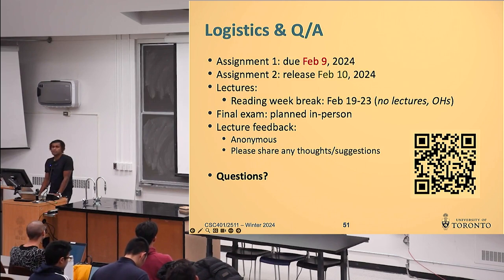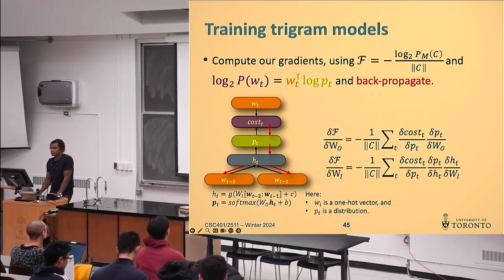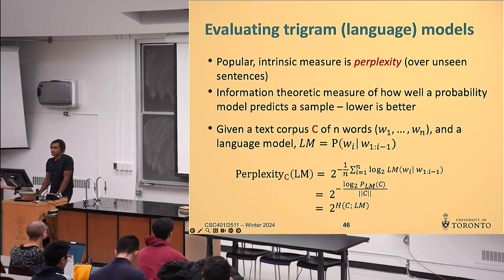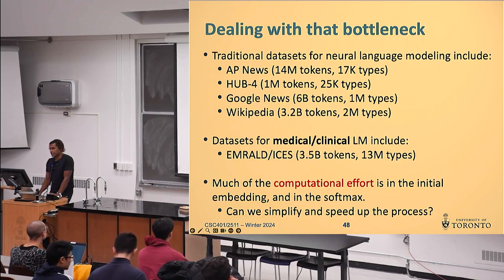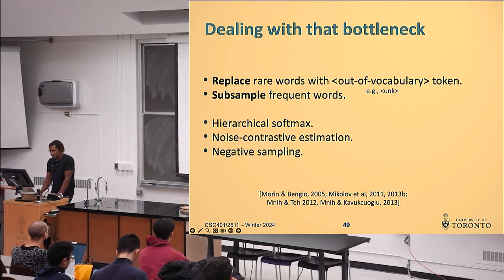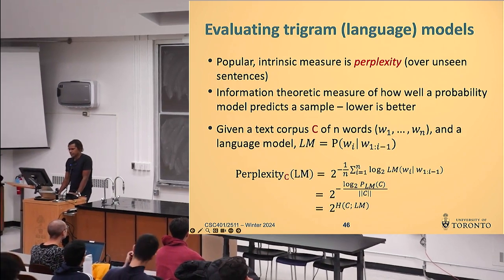I'll do a quick review of where we dropped off last week and start from there. So I think we talked about trigram models. We introduced trigram models as a pedagogical, simple language model. And then we looked at some of the bottlenecks and ways to circumvent that problem, like negative sampling and hierarchical softmax. I added a slide, I think slide number 46.